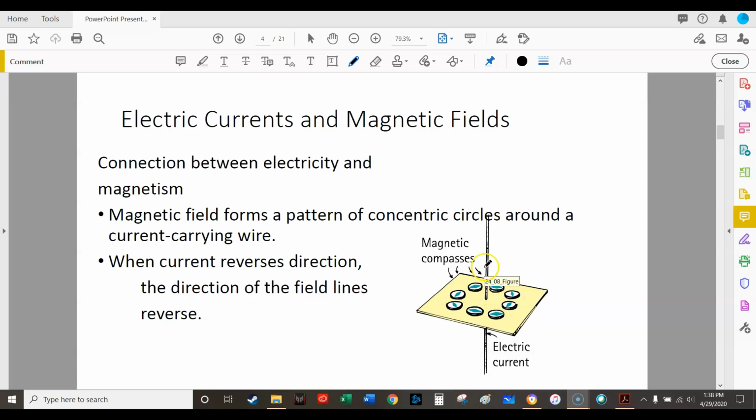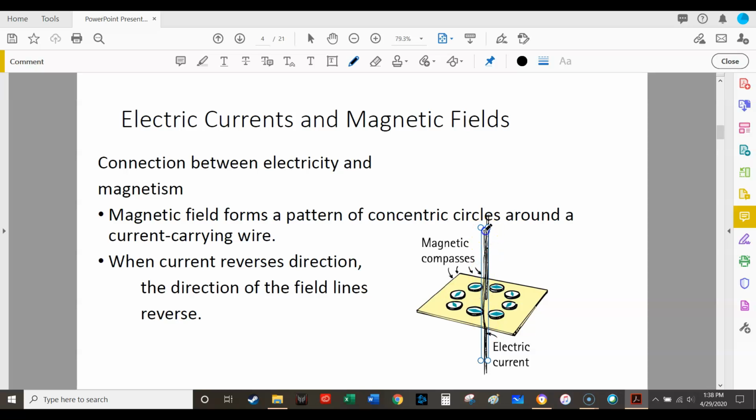Well, the cool thing is when you flip the current in another direction, those little compasses are going to actually change in the direction that they're pointed. So there is a direct relationship between the direction of the magnetic field and actually electricity, right? So let's just draw it right here.